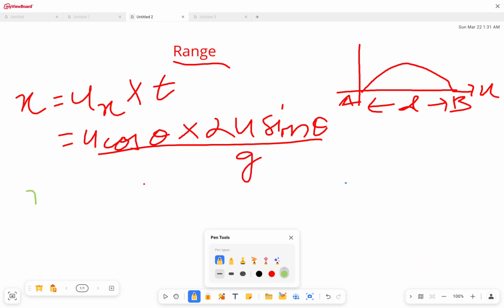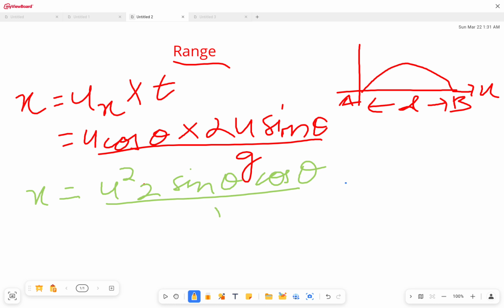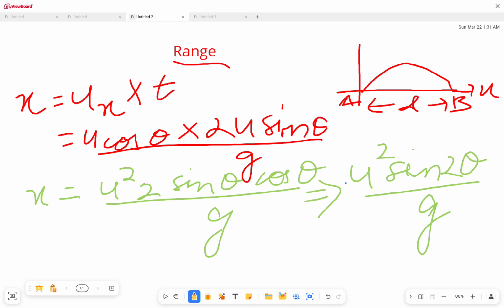On simplifying this, we can get x equal to u square 2 sine theta cos theta by g, and this is simply equal to u square sine 2 theta by g, because 2 sine theta cos theta is equal to sine 2 theta. We have calculated the range.